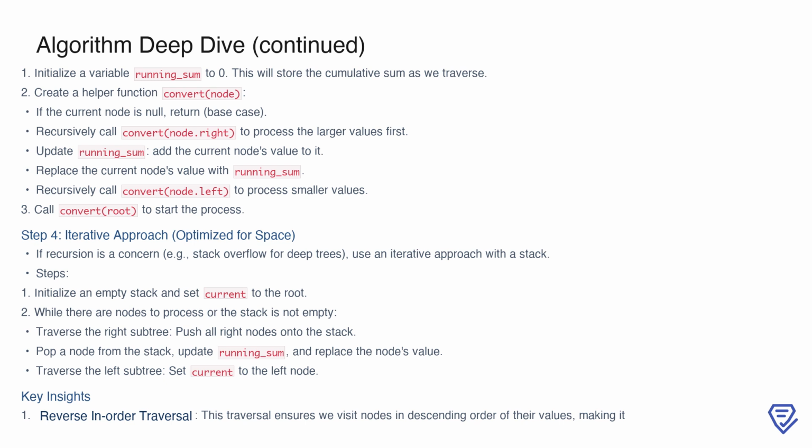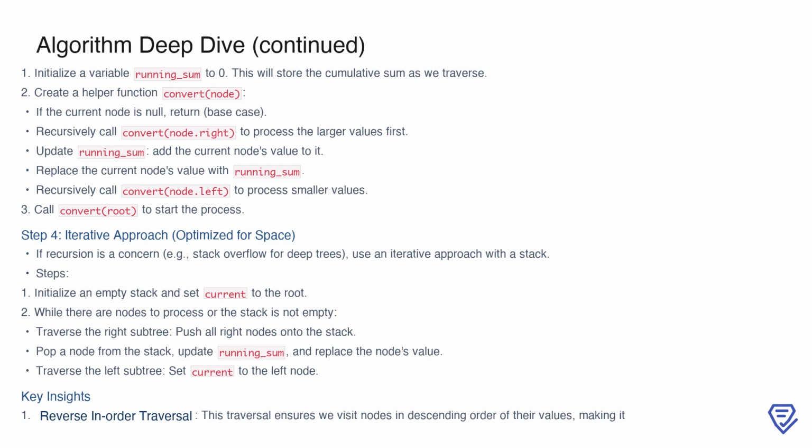If recursion and stack space are a concern, we can also use an iterative approach. This involves using an explicit stack to simulate the recursion. Starting with an empty stack and the root node, we traverse the right subtree by pushing all right nodes onto the stack.